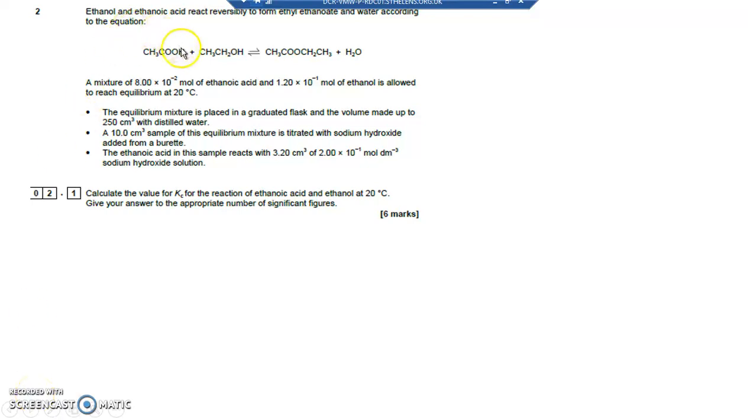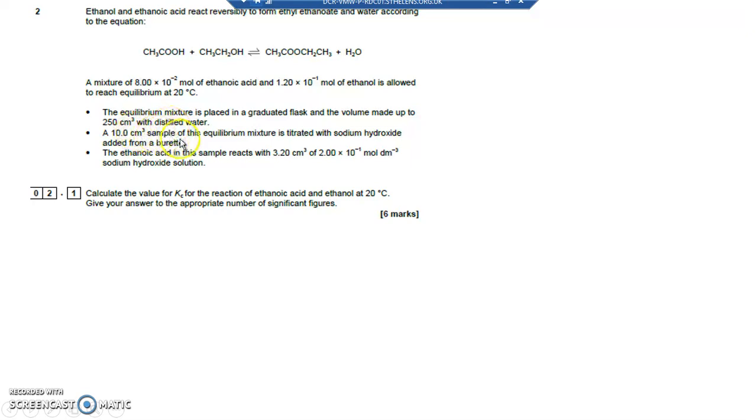Question 2. Ethanol and ethanoic acid are reacted to make an ester, ethyl ethanoate and water. It's an equilibrium reaction. A mixture of 8 times 10 to the minus 2 ethanoic acid and 1.2 times 10 to the minus 1 ethanol is allowed to reach equilibrium. It looks as if we've not started with any ethanoic acid or water. The equilibrium mixture is placed in a graduated flask and the volume made up to 250 centimeters cubed of water.